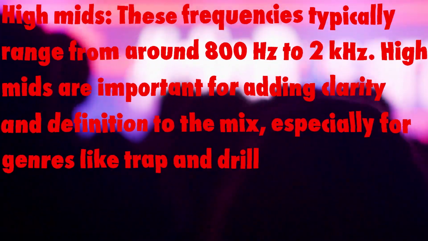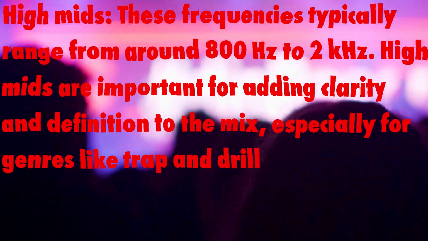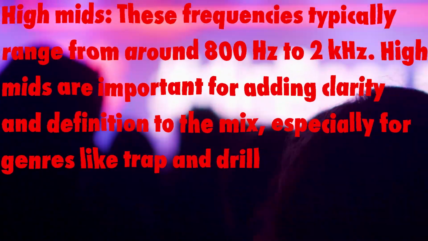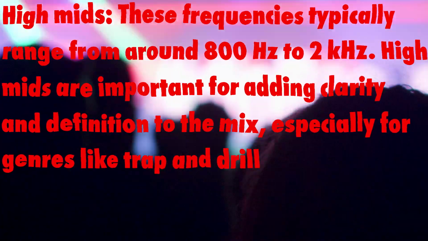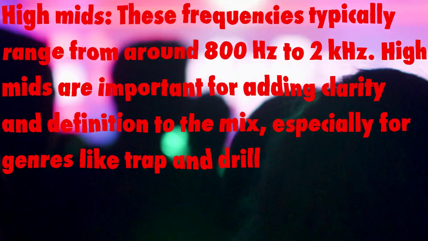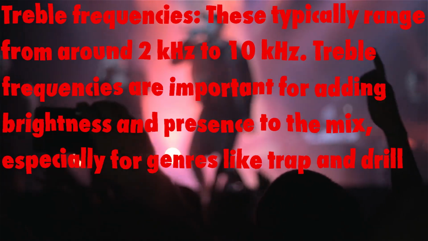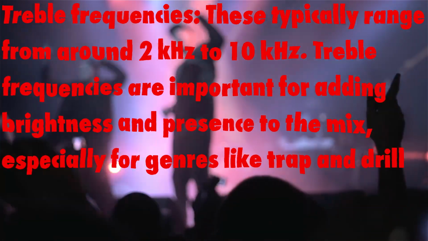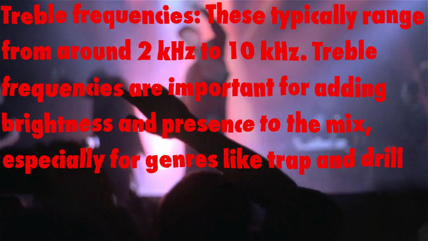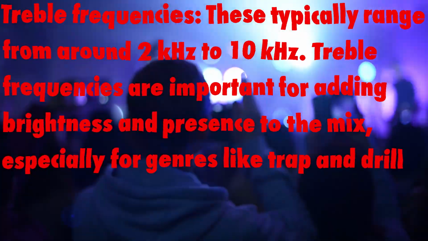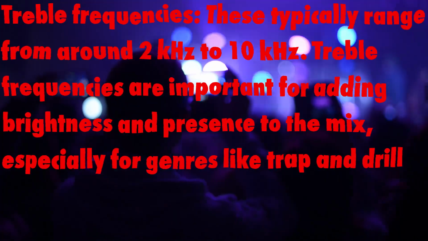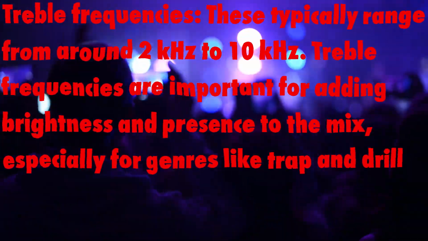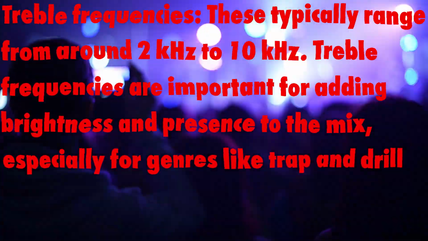High mids. These frequencies typically range from around 800 Hz to 2 kHz. High mids are important for adding clarity and definition to the mix, especially for genres like trap and drill. Treble frequencies. These typically range from around 2 kHz to 10 kHz. Treble frequencies are important for adding brightness and presence to the mix, especially for genres like trap and drill.